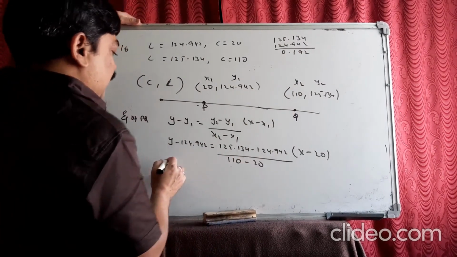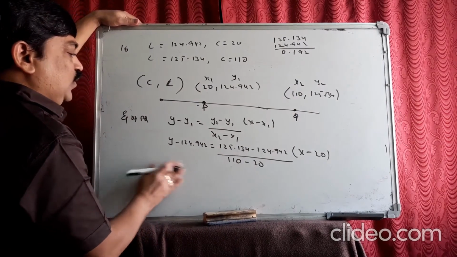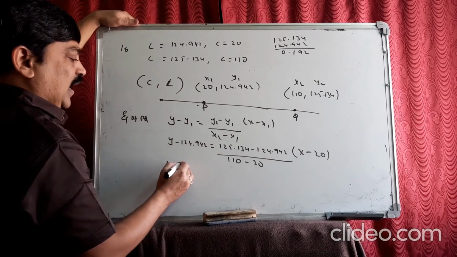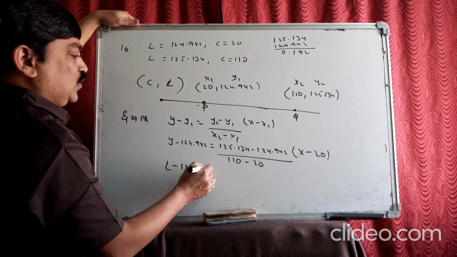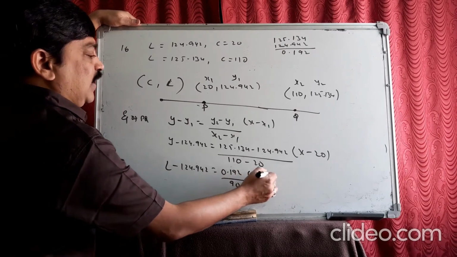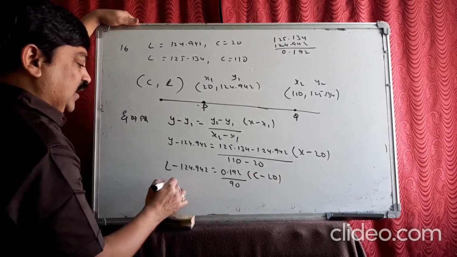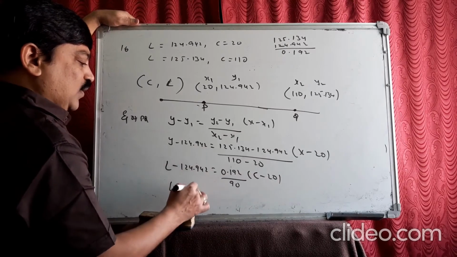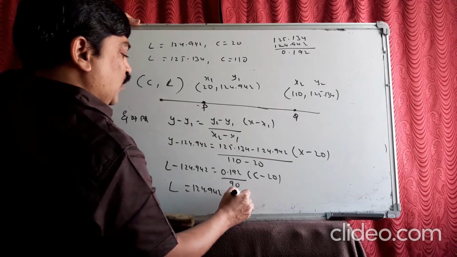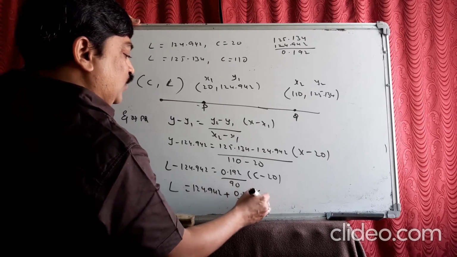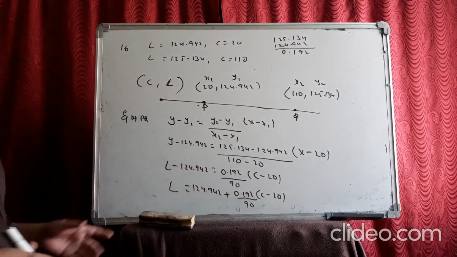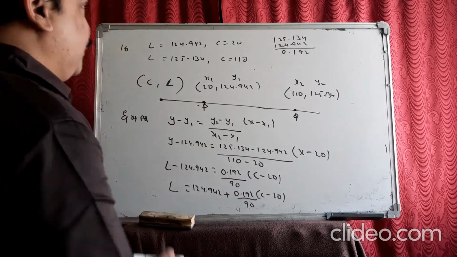So it becomes Y minus. So you can also take Y as L here because it is passing through C comma L. L minus 124.942, 0.192 by 90 into C minus 20. So what will be L here? You take this 124.942 plus 0.192 by 90 into C minus 20. So L is represented in terms of C. No other simplifications are required. You can leave like that. Okay.